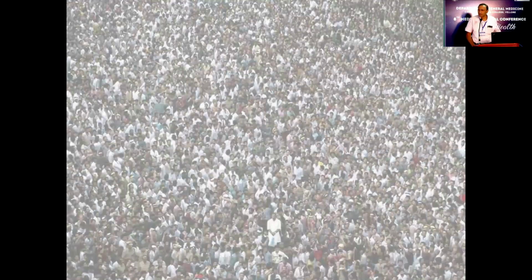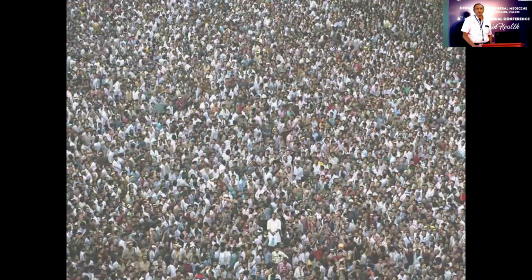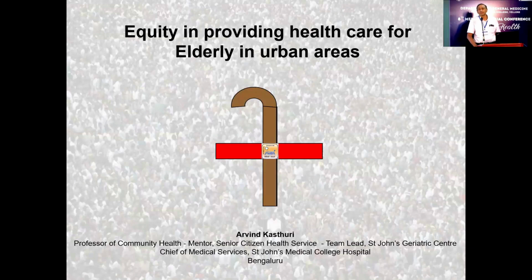Being from public health, I begin with a slide like this, which shows what we are talking about, which is people and populations. The more we learn about those people and populations, the better. But today's focus is on one segment of that population, the elderly. The topic I've been requested to throw some light on is equity in providing healthcare for the elderly in urban areas. But I must confess that I will probably be talking about providing healthcare to the elderly as a whole. You must give me that allowance.